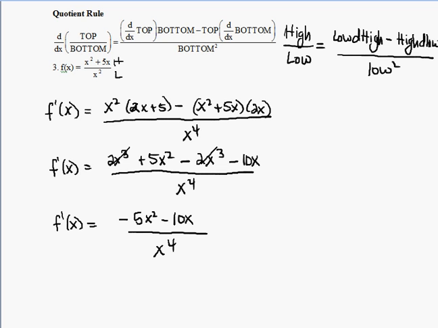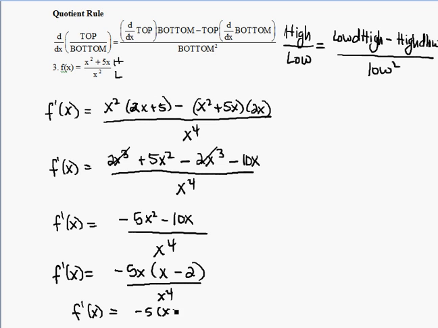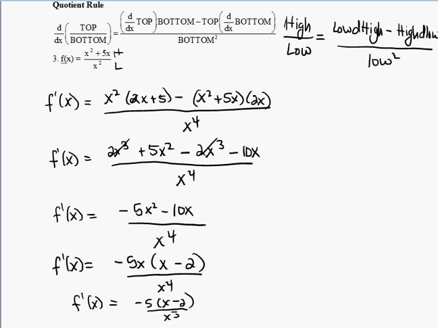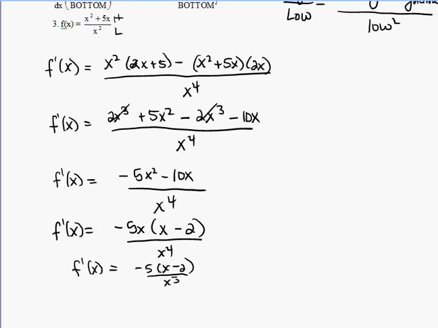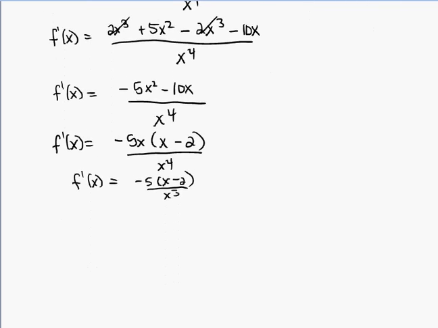Nope. I can factor out an x. So I take out a negative 5x, gives me x minus 2 all over x to the fourth. And I simplify the x's. I get negative 5 times x minus 2 all over x cubed. Sorry, I ran out of room there. Okay, there's my derivative. One more example.